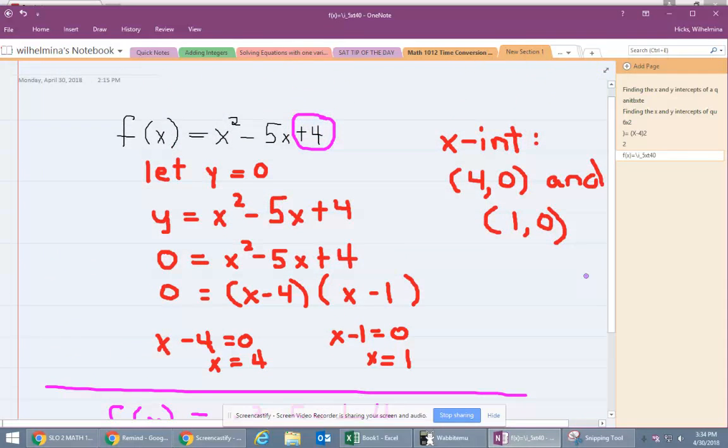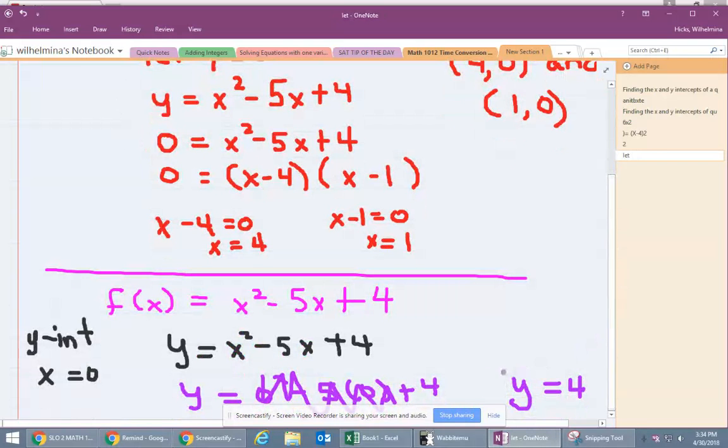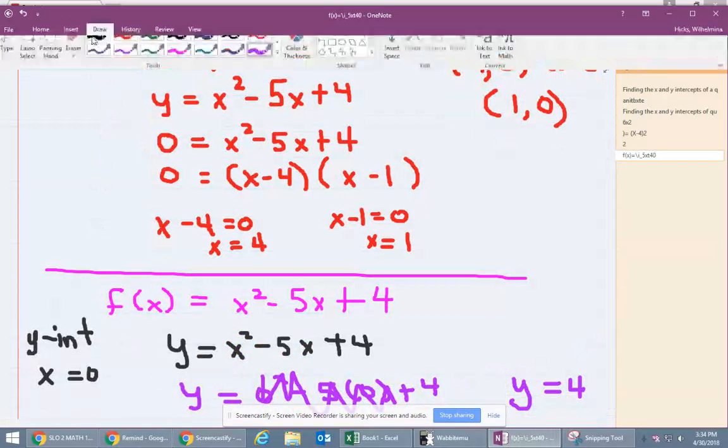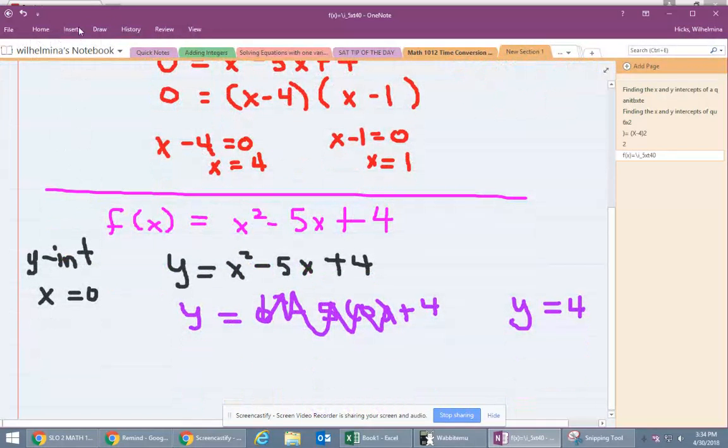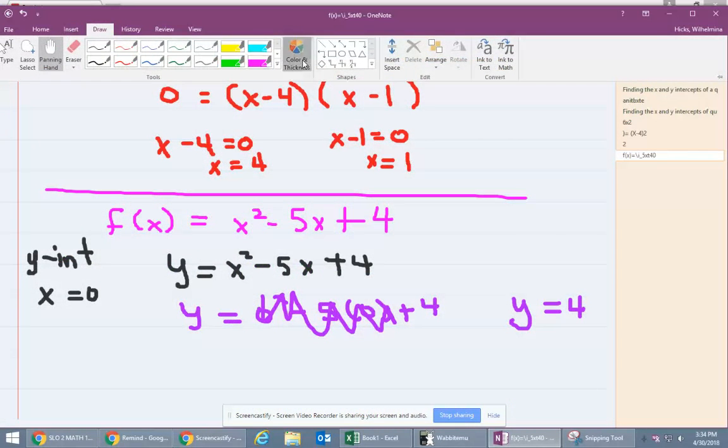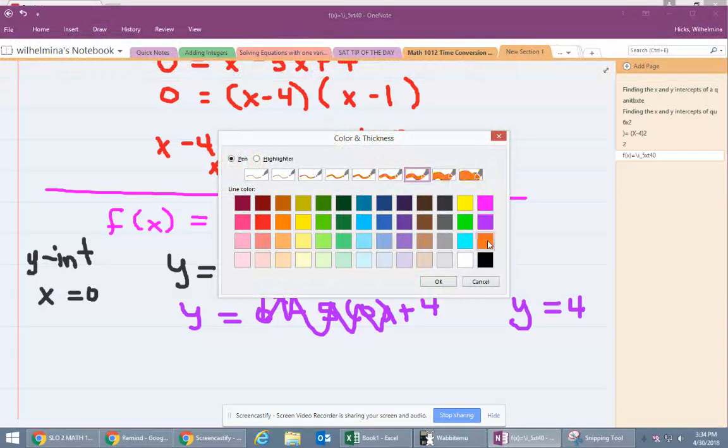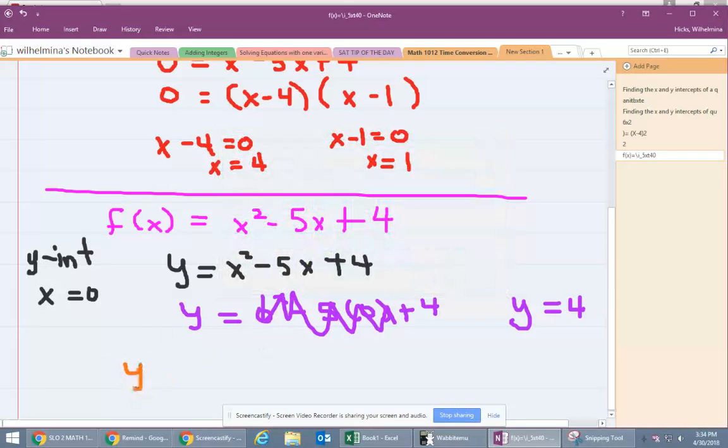So that's why I say when it's in this standard form here, not the vertex form, you can just look at the last number, and we see that the y-intercept is (0, 4).